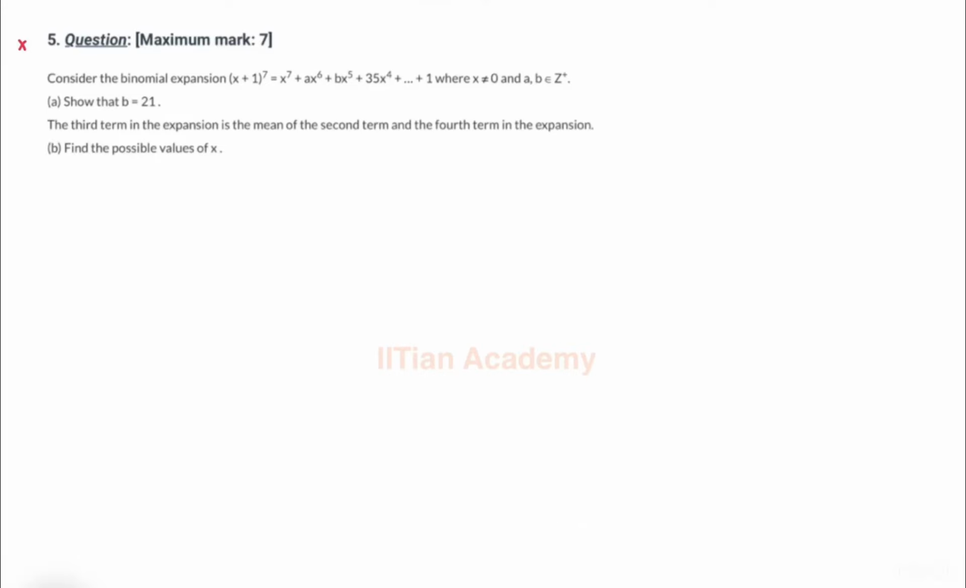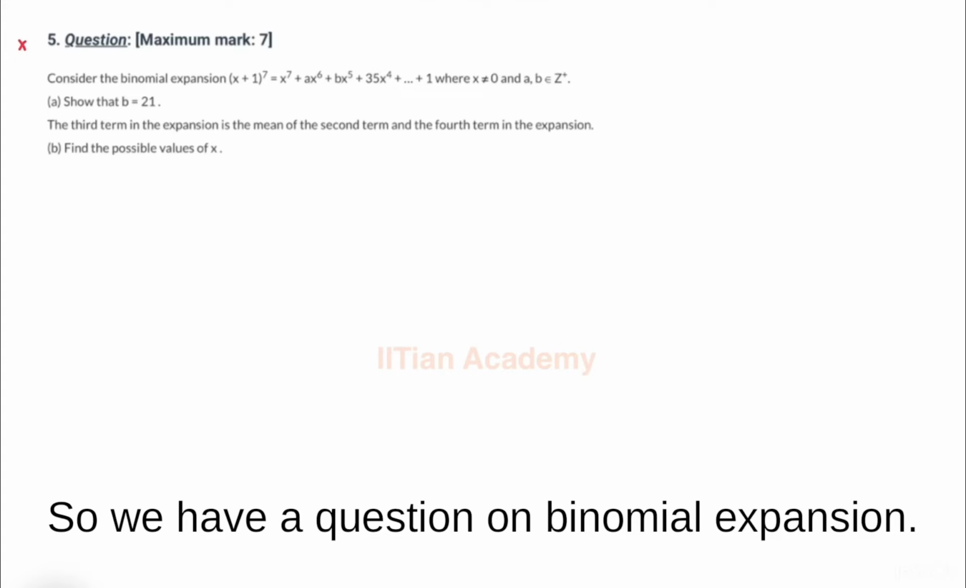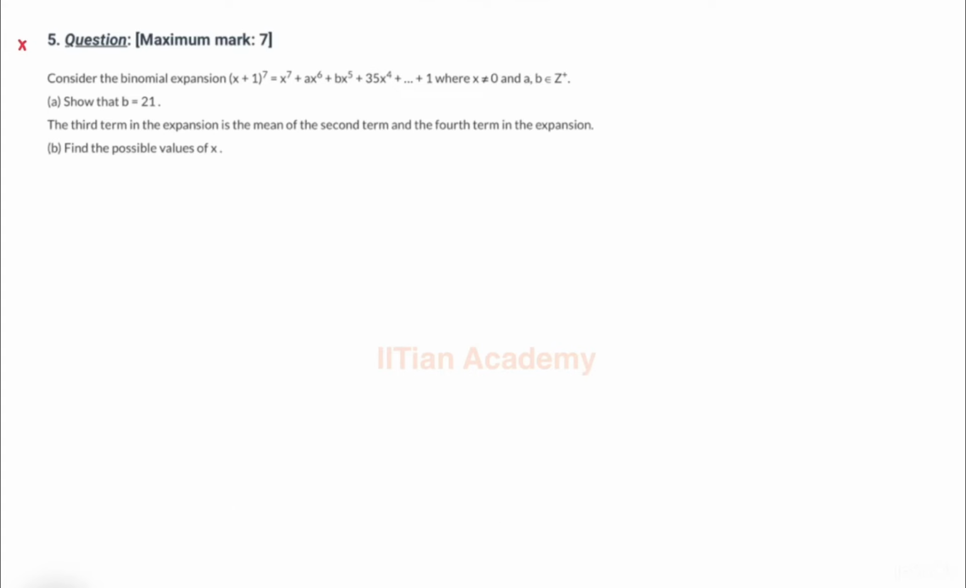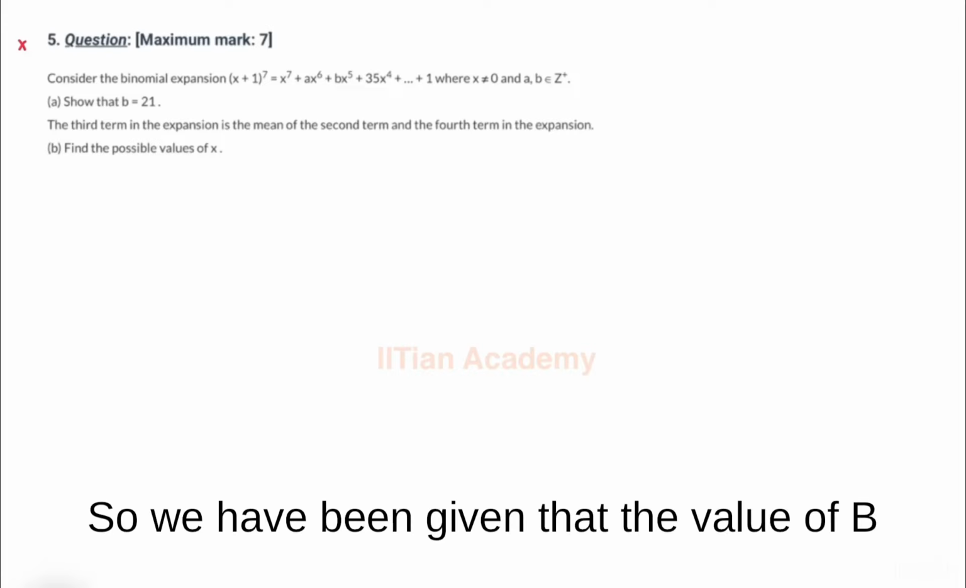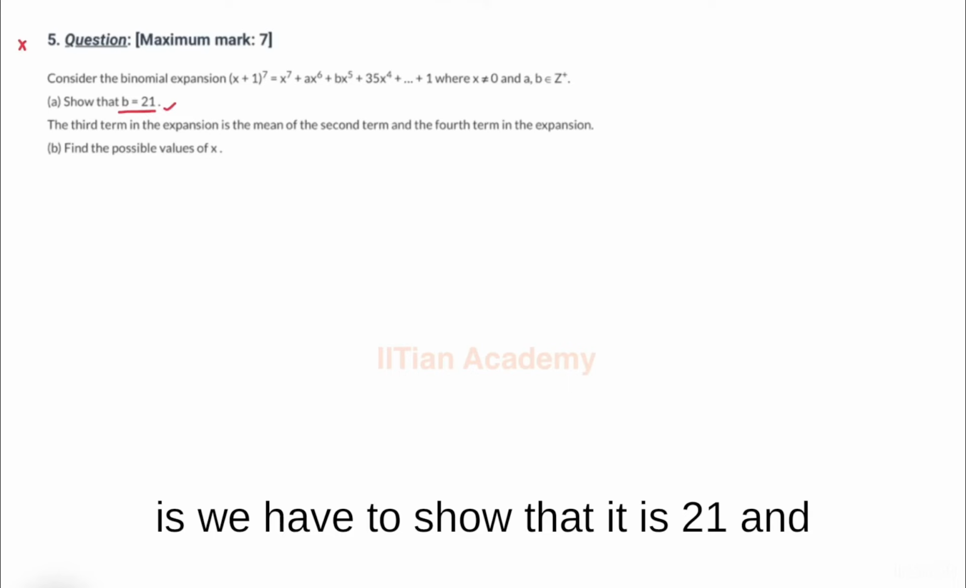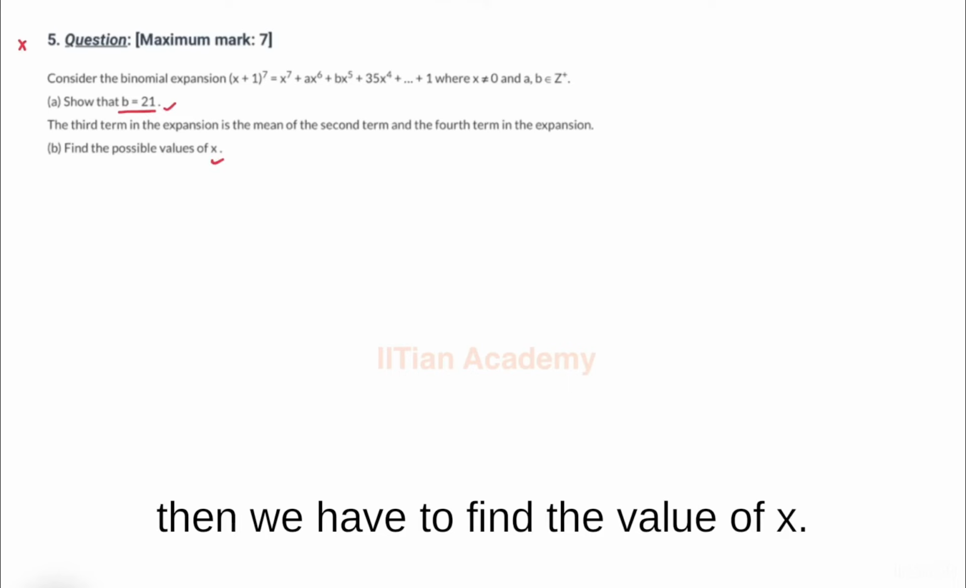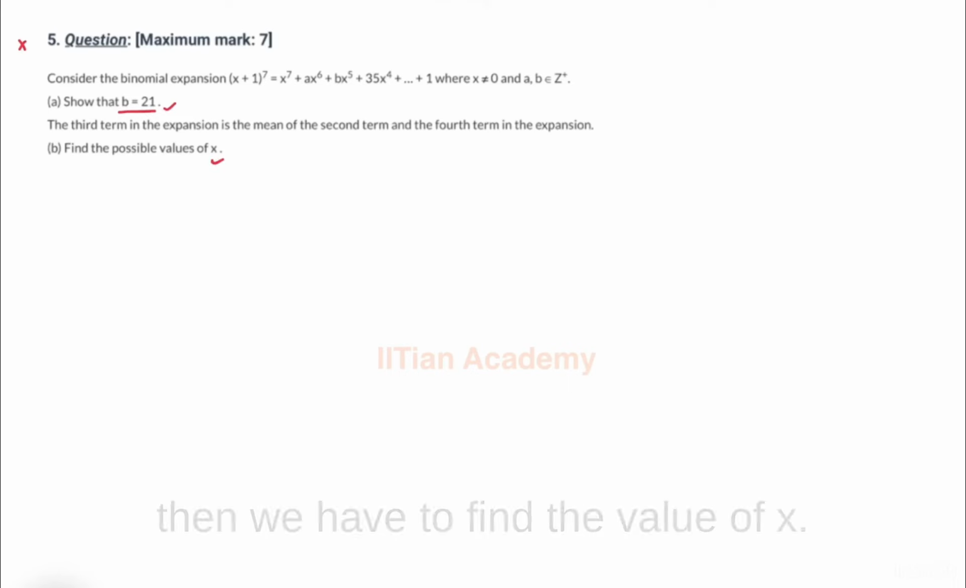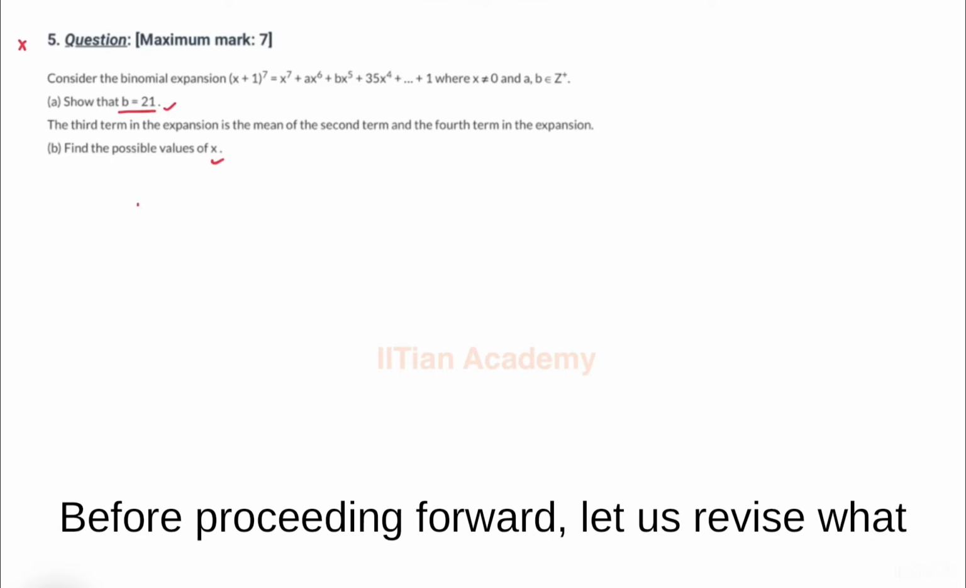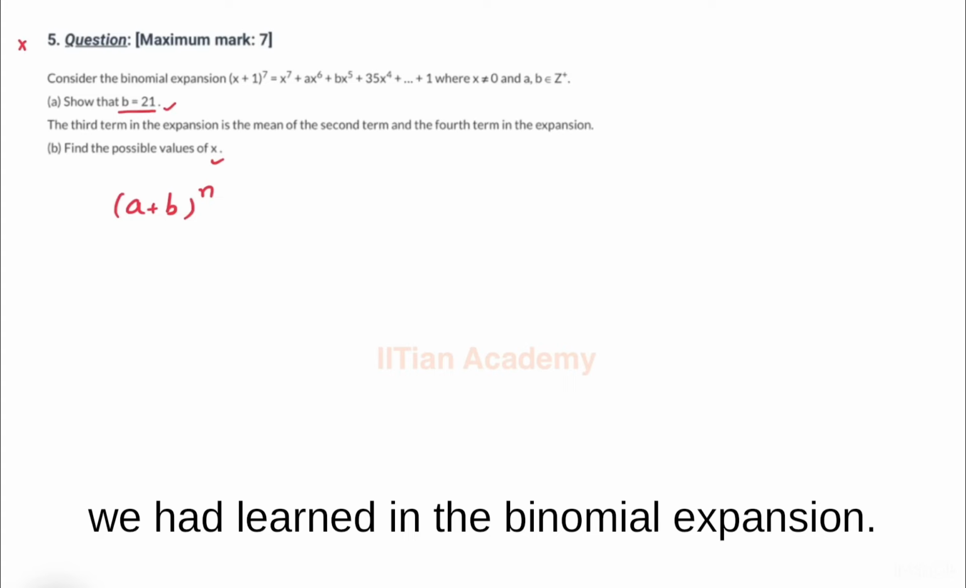Hello friends, so we have a question on binomial expansion. We have been given that the value of b is, we have to show that it is 21 and then we have to find the value of x. Before proceeding forward, let us revise what we had learned in the binomial expansion.